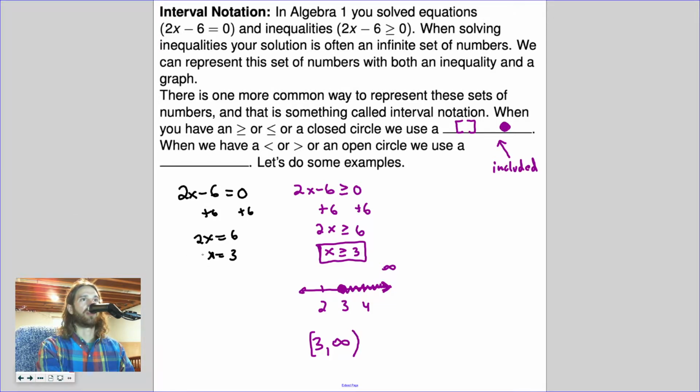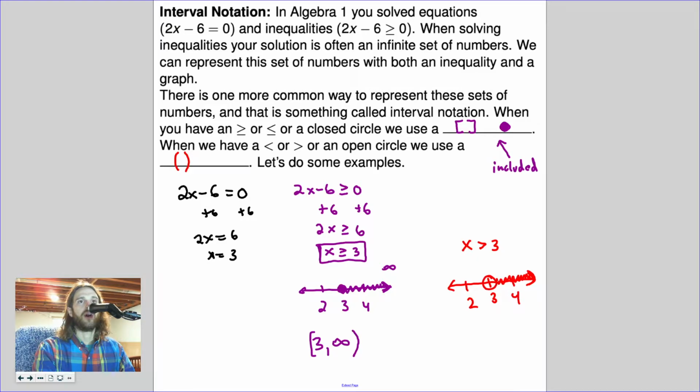Let's look at another example. What if I wanted to do x is greater than 3? If I were to talk about that on the graph, this process is pretty much the same, except instead with less than or greater than, we use parentheses and an open circle. So I would put an open circle, and then I would shade everything to the right, all the numbers that are bigger than 3.